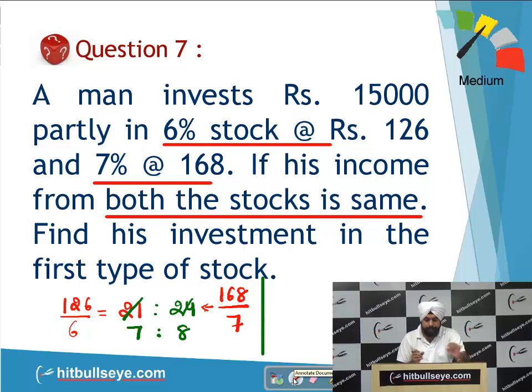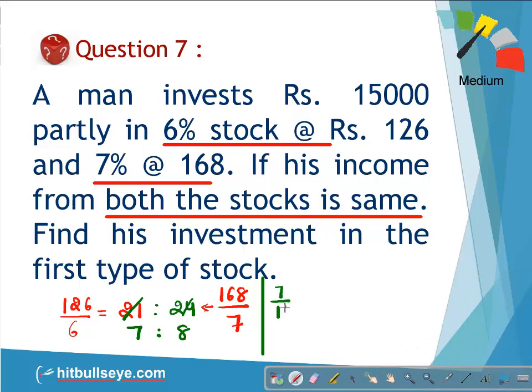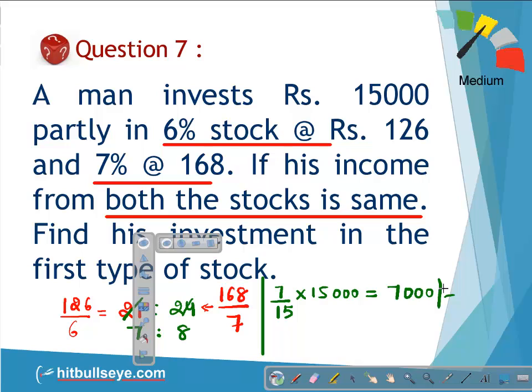That is, he invests 7 out of 7 plus 8, that is 15, in the first case and 8 out of 15 in the second. As the question talks about the first investment, it will be 7/15 into 15,000. Your answer will be rupees 7,000. So straight away, students, you can see we can generate this 7,000, which shall become your answer in this case. Let's have a look at one more question on stocks.